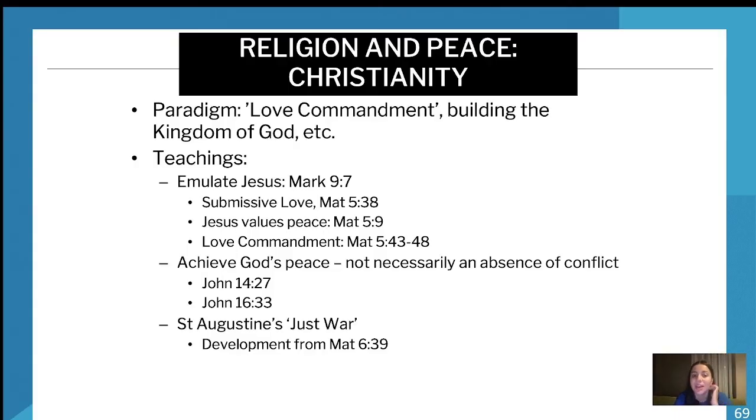So this is where, even if you're not doing Religion and Peace, and if you are in SOR1 and you've kind of zoned out for a couple of minutes, welcome back, because all of this is going to overlap. So for Christianity, the paradigm and the big belief is the love commandment and building the kingdom of God, and that Jesus loves all.